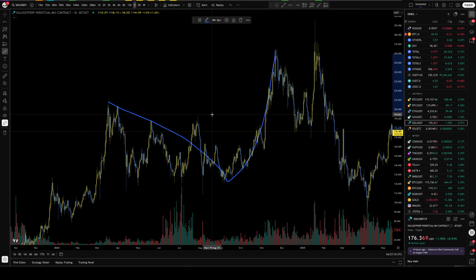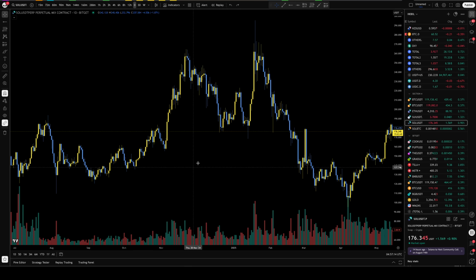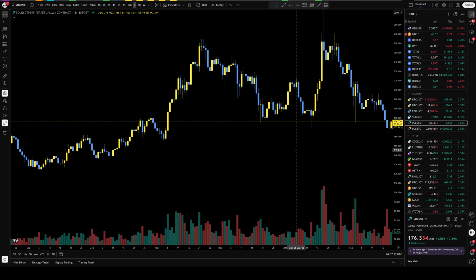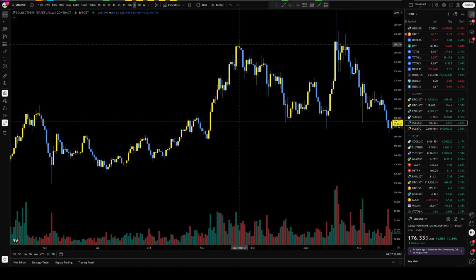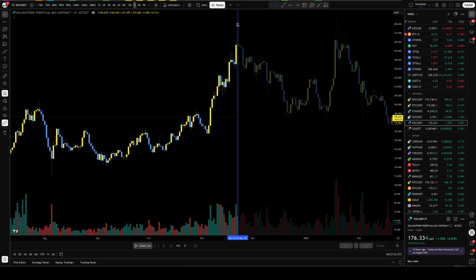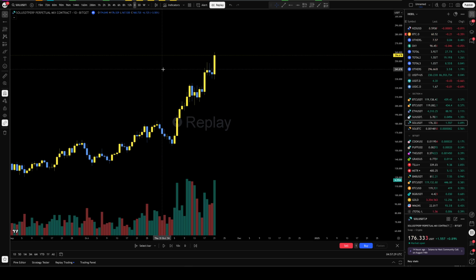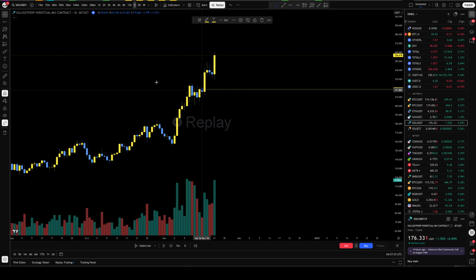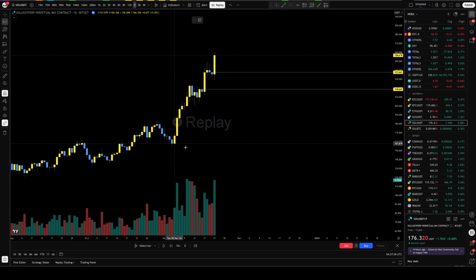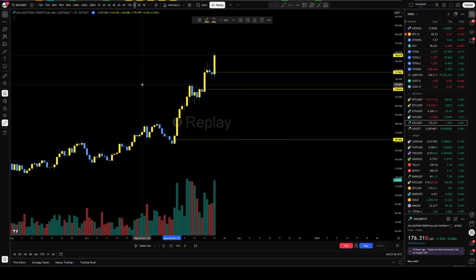So let's say we are looking for areas of support that we can take fib scalps on after it creates this. So we're here. The first thing is we look for engulfing candles. So we've got one here, got one here, and we've got one here.